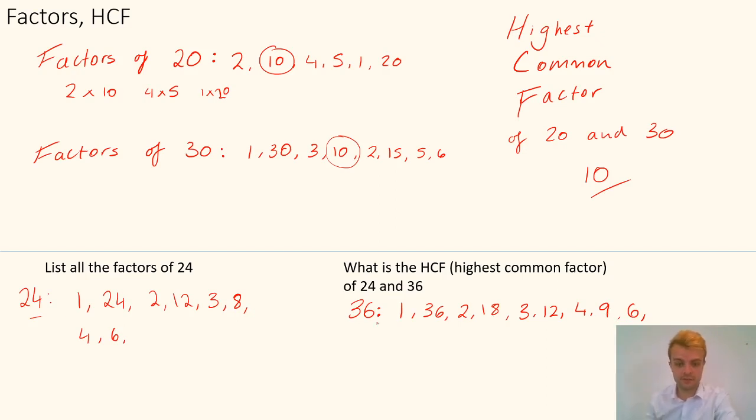Now, we weren't asked to list the factors, we were asked to find the highest common factor of 24 and 36, so all I need to do next is find the biggest number which is in both lists. 1 is in both lists, so is 4, so is 6, but the biggest number that's in both lists is 12. 12 is in both lists. That's the highest factor they have in common, so my answer is 12. Thank you.